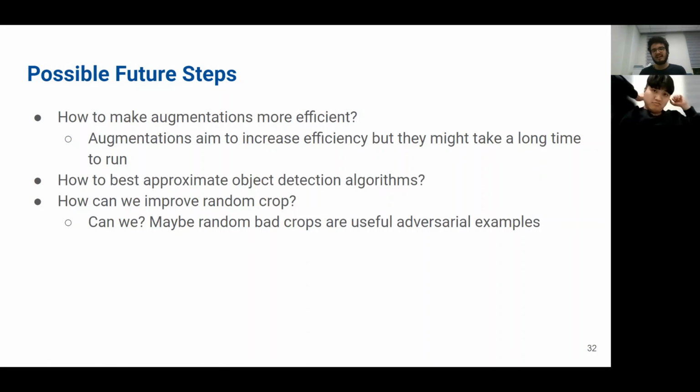Some possible future steps are, for instance, how can we make augmentations more efficient? Augmentations aim to increase efficiency in the training process, but actually running them might take a lot of time. Another possible future step is how can we approximate these object detection algorithms, and how can we improve crop? As I said before, having bad crops might be useful adversarial examples. So how can we actually improve random crops?